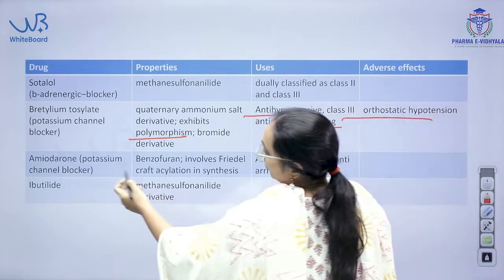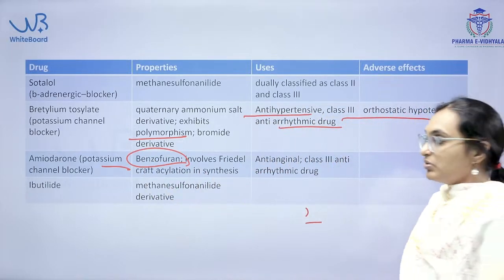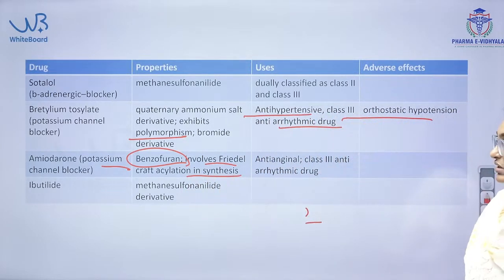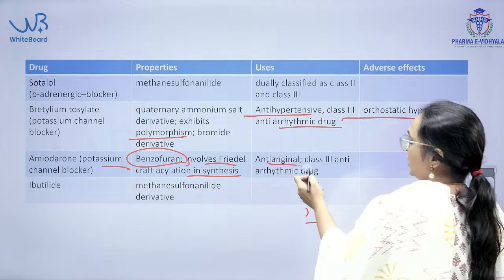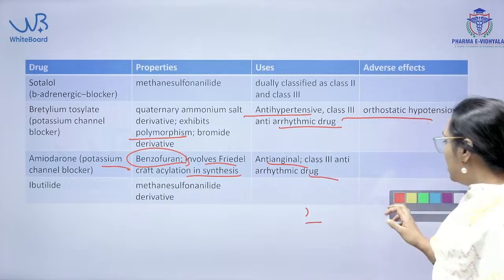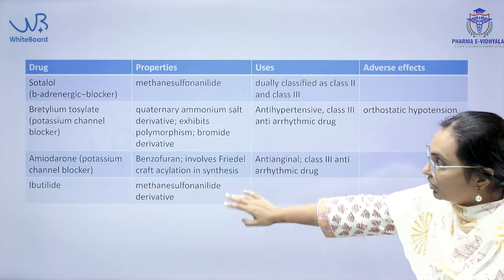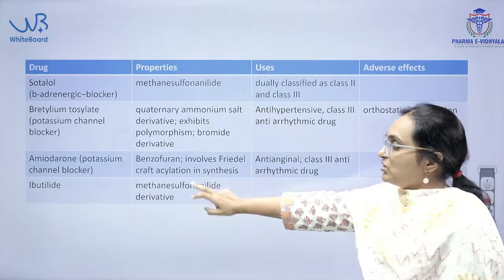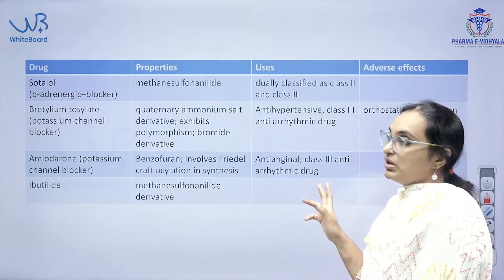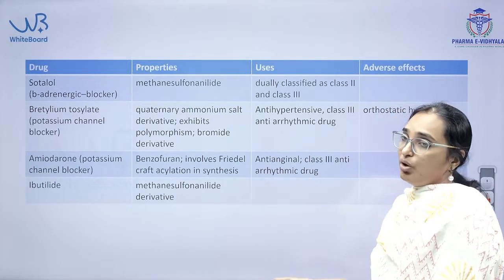Next, benzofuran. Amiodarone is a benzofuran derivative, and it involves Friedel-Crafts acylation reaction in its synthesis. It is anti-anginal as well as antiarrhythmic. Important points here: methane sulfonamide derivatives are potassium channel blockers. Sotalol is both a potassium channel blocker and a beta blocker. Ibutilide is a potassium channel blocker, a methane sulfonamide derivative. Which of the following drugs is a benzofuran? Amiodarone. Which of the following drugs exhibits polymorphism?